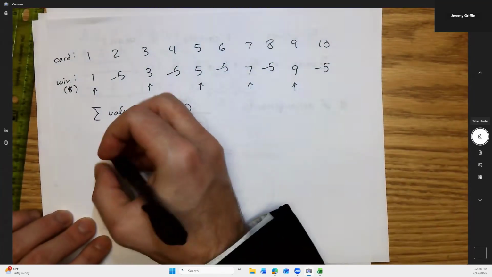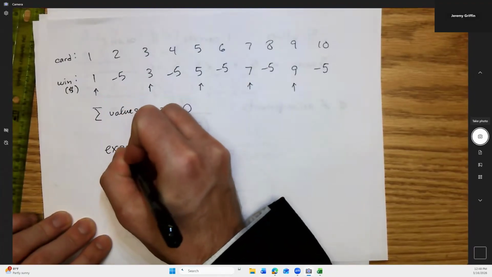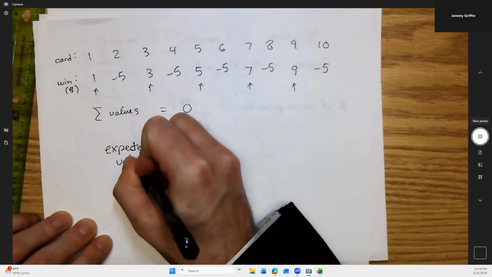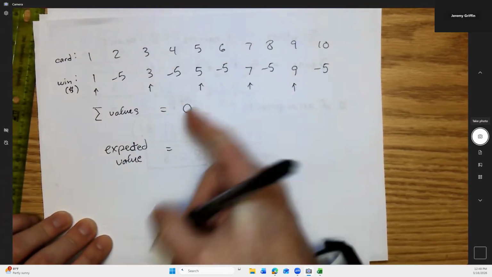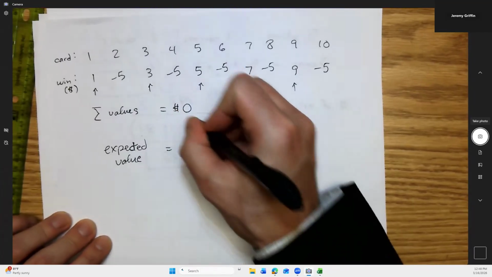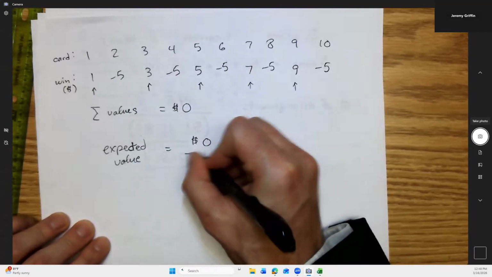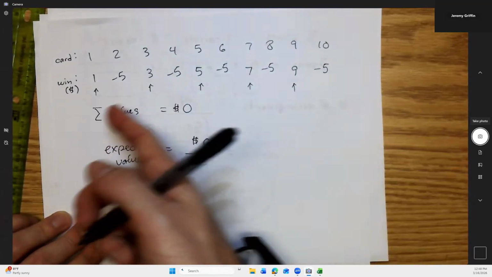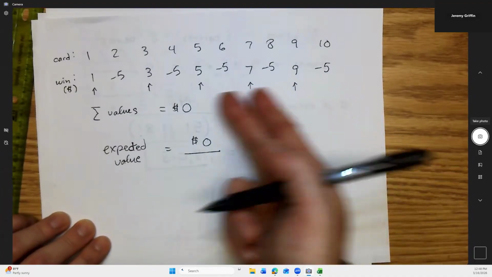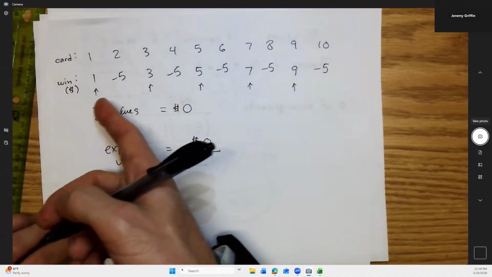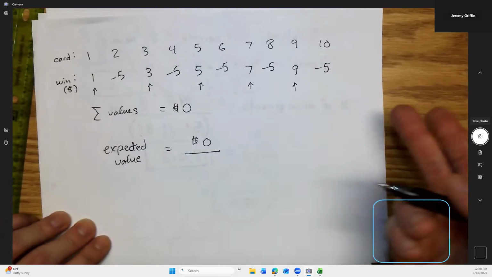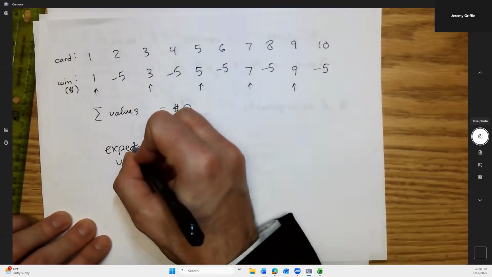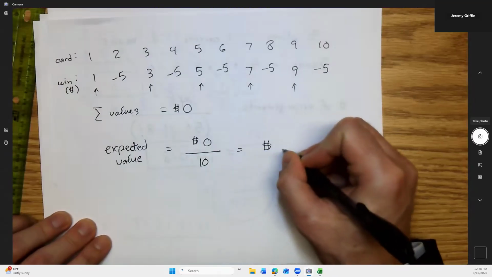The expected value of any one drawing would be the sum of the values, which is $0, and then divide by the 10 draws, because he's only going to draw once. Adding all the numbers would be like if he drew 10 times. It would take him at least 10 drawings to draw all these. So we divide by 10 because he only draws once, but it's still 0.